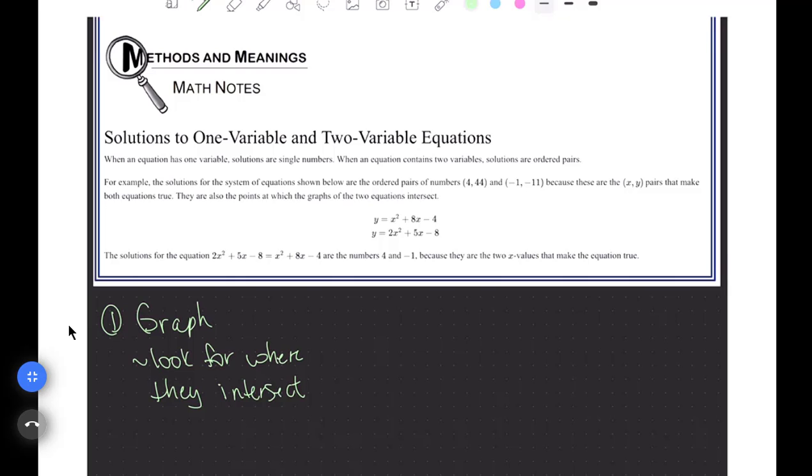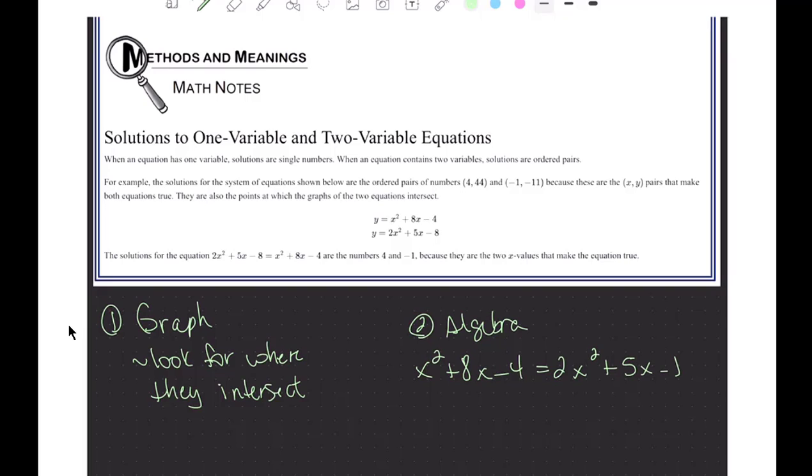The second way would be using algebra. In algebra, because we have y equals and y equals, what do we know about these two equations? They're equal to each other. Yep, so we can set them equal to each other. x squared plus 8x minus 4 equals, there's a 2 there, sorry, 2x squared plus 5x minus 8.